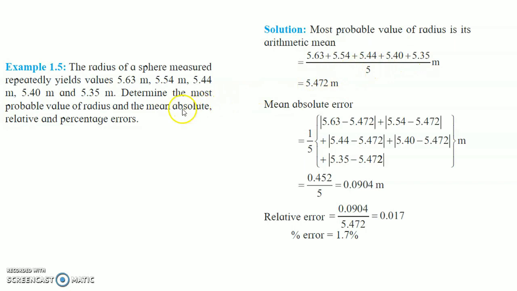The next thing is to determine the mean absolute error. Before determining the mean, let's first find the absolute error for all of these individual readings. The formula for absolute error was modulus of the individual reading, let's take the first reading, minus the mean reading. The absolute error for the second reading is modulus of the second reading minus the mean.